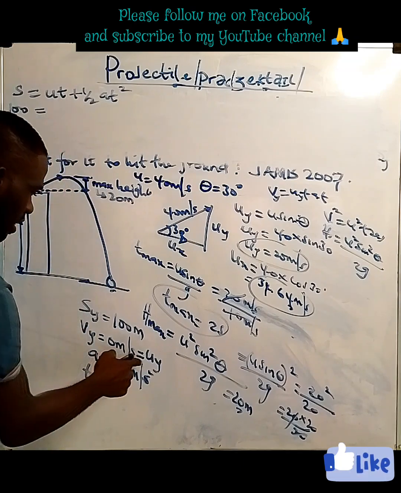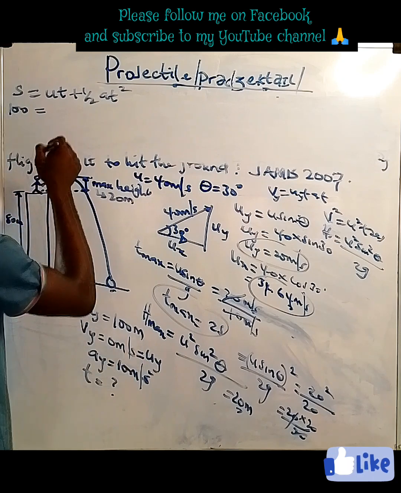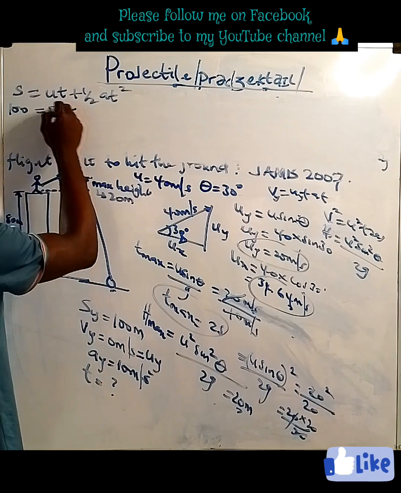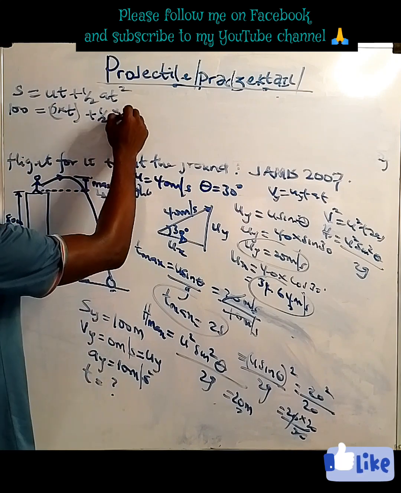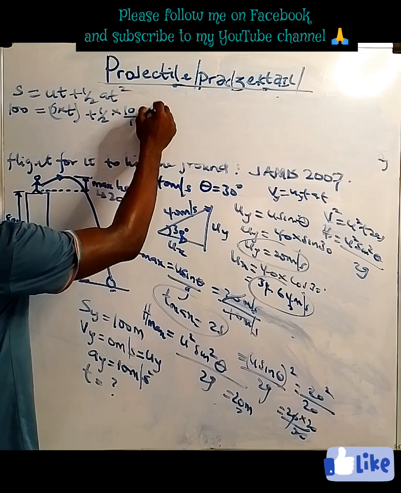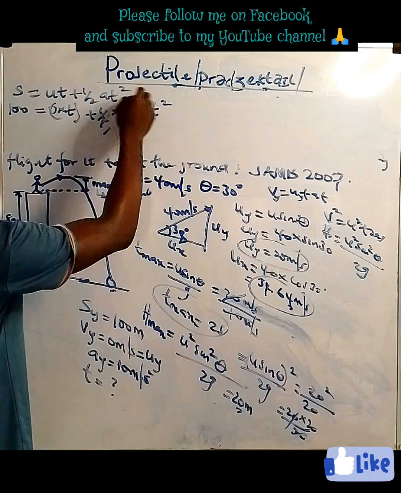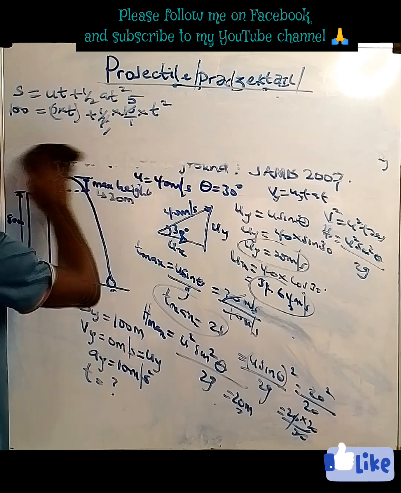The initial speed, formerly the final speed, but now the initial velocity, is 0, times the time we are looking for, plus 1 over 2 times the acceleration. Now the body is dropping, so 10, times the time we are looking for, t squared. So 1 over 2 times 10, we have 5. That's what we have.